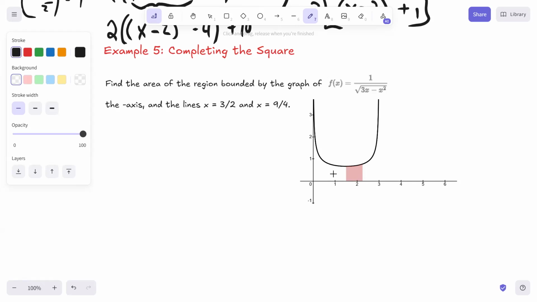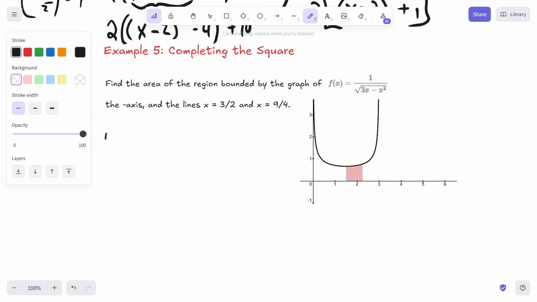So notice this region is only 3/4 of a unit wide, and it's not even a unit high. So our answer for the area of this square, if we approximate it, it's approximately 3/4 of a unit wide and 1 unit high. So that area would be 3/4. This isn't even that much. So I know my answer should be less than 3/4 or less than 0.75 when I get my final answer.